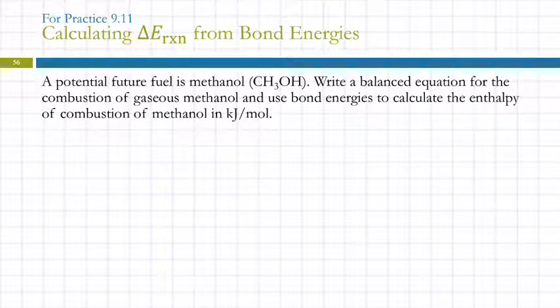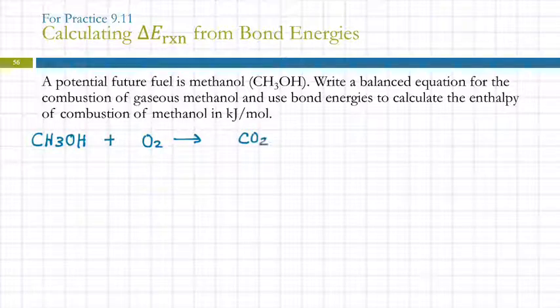I'm going to draw the Lewis structure for the methanol. No, I'm not. I'll do that later. CH3OH. So combustion, what's the other reactant? Oxygen. You have to have oxygen for things to burn. And what are the products? Carbon dioxide and water. Why? Because that's what it does.